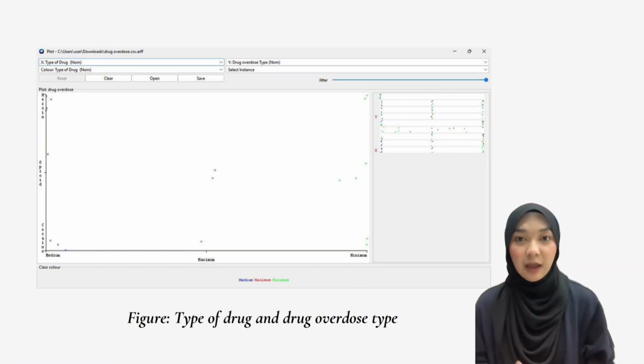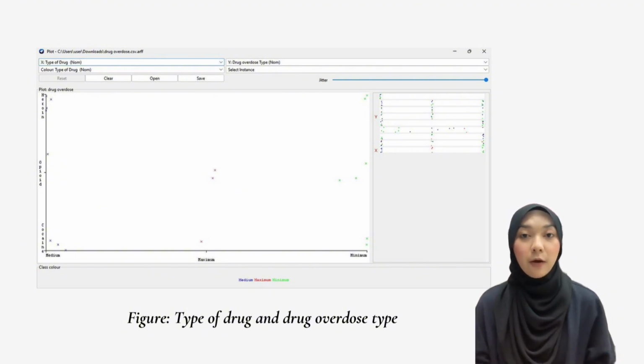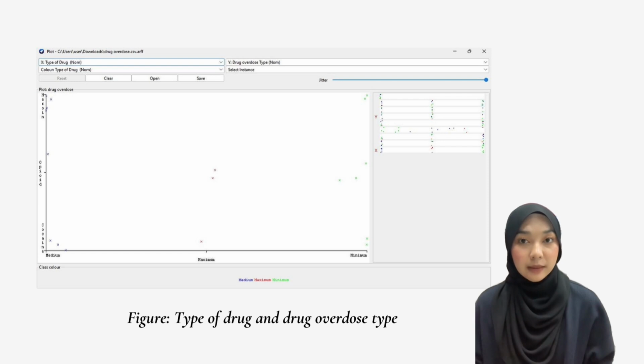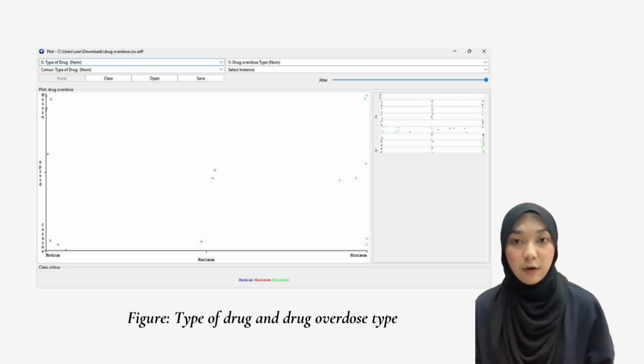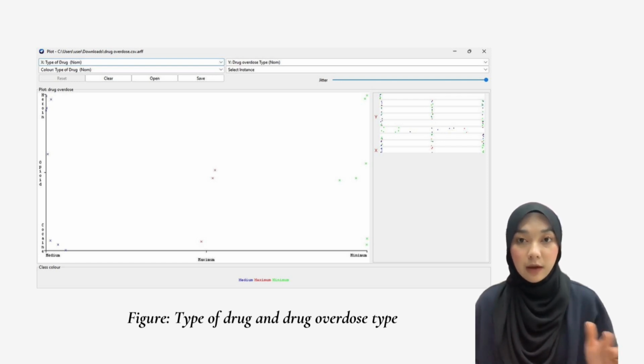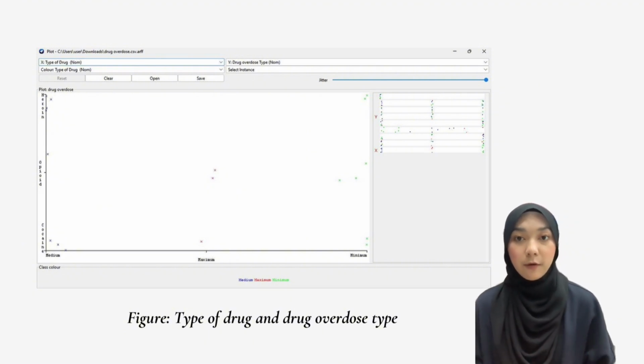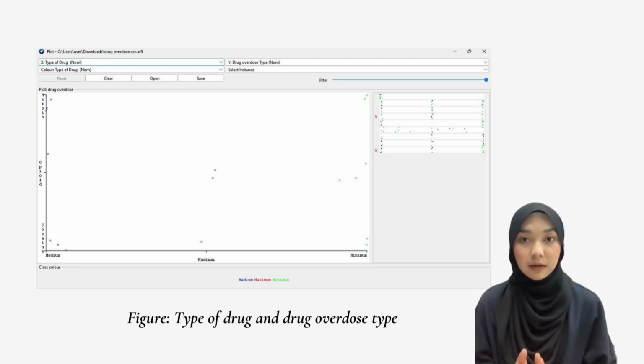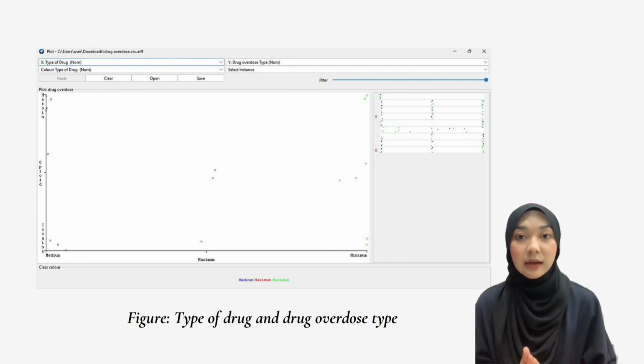The next figure is types of drug and drug overdose type. As illustrated in the figure above, it is observed that between types of drug and type of overdose drug, from the pattern above, the rate of overdose drug for all types of drug is blue color, representing medium level. Next, the rate of overdose drug is red color, representing maximum. According to the trend analysis above, the rate of overdose drug is green color, representing minimum level.